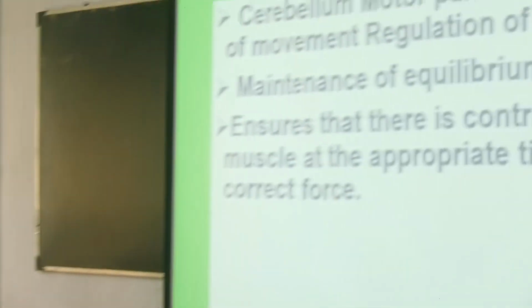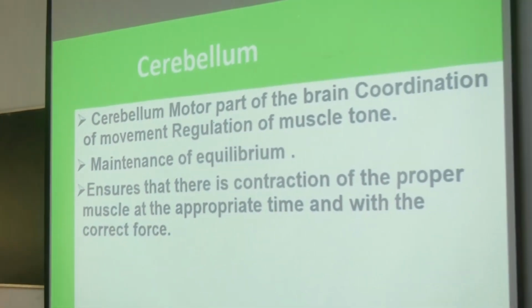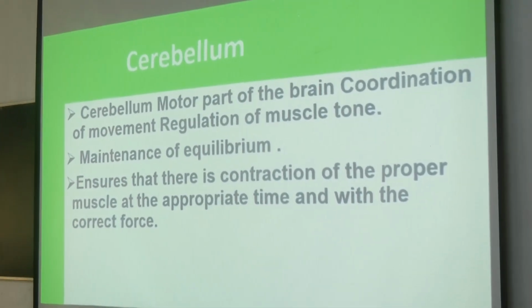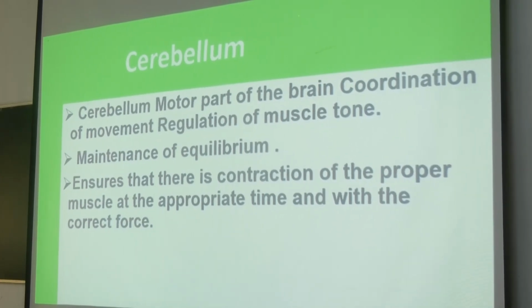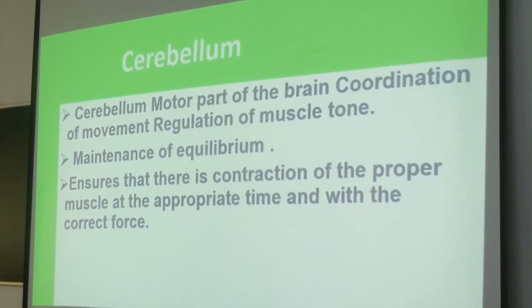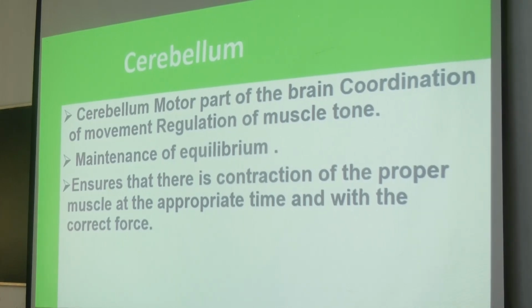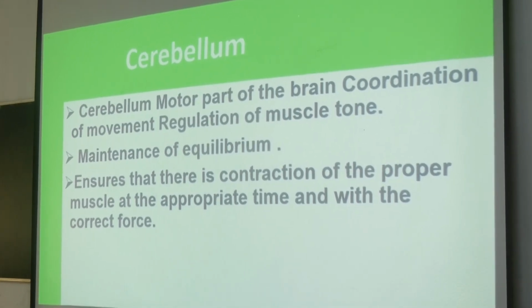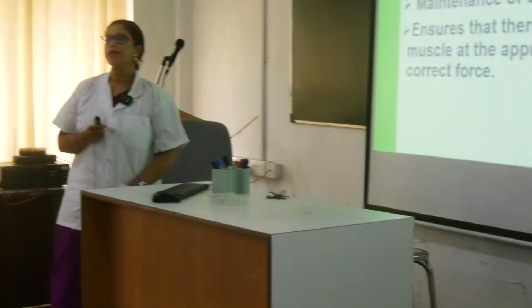Okay. So what is another function of cerebellum? Suppose any muscle is there. So is it contracting at appropriate time and with appropriate force? That has been done by the cerebellum. Okay. So write it down. Additionally, for contraction of muscle fiber, at the appropriate time with the correct force. Okay. So now see the picture.